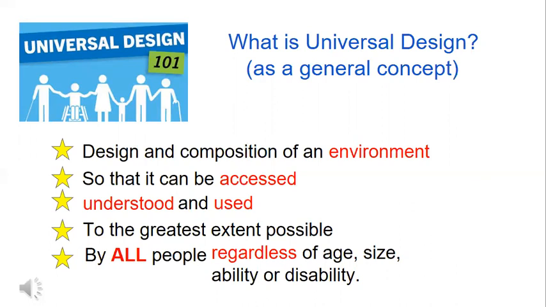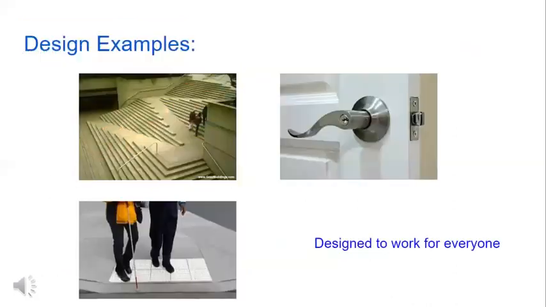Now, this part of the definition builds in a lot of flexibility because the greatest extent possible could be different for every user. By all people, and what does all mean? It means everyone, regardless of age, size, ability, or disability. When we look at the definition of universal design as a general concept, it generally means that you're going to build or design something with everyone in mind. So before you build or design, you are thinking through what everyone needs to have access. The best way to understand universal design as a general concept is to look at some examples.